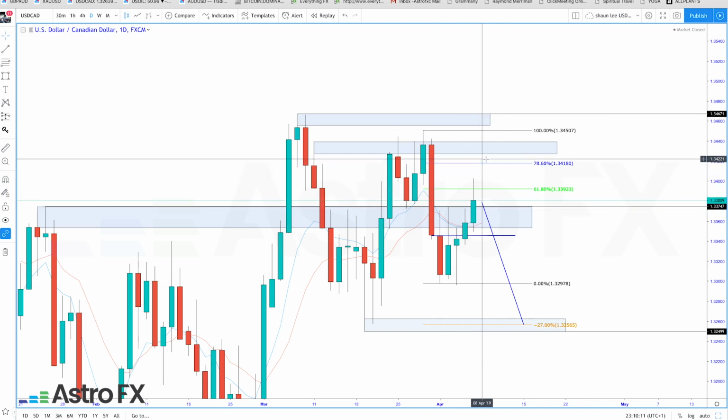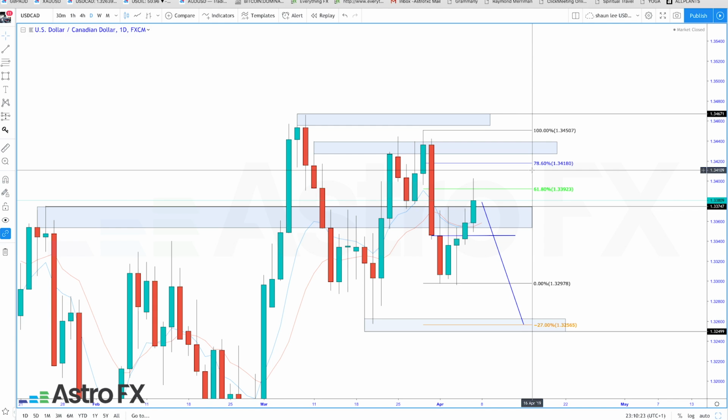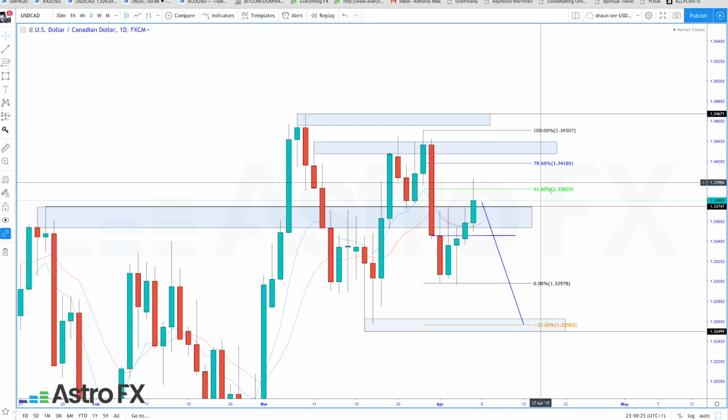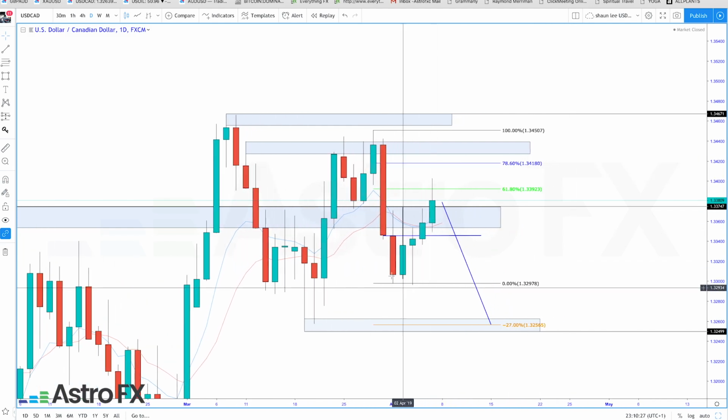a closure above the 78.6 on a daily. So let's say we had one more green candle and then one more green candle closing above that, we take the fib off, we get rid of it. The Fibonacci is now useless. And then we track and trace, and then we go from there. So this looks like, look at the daily as well.